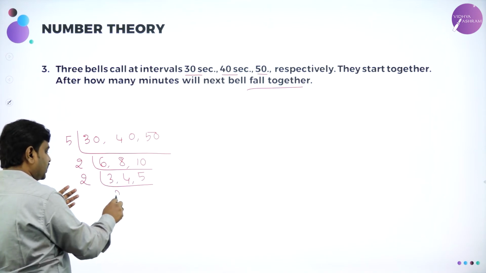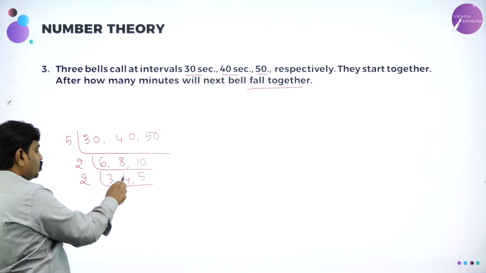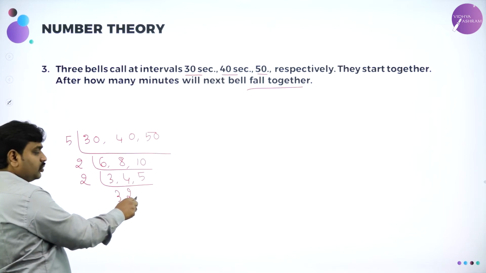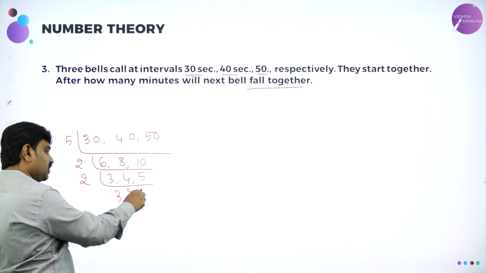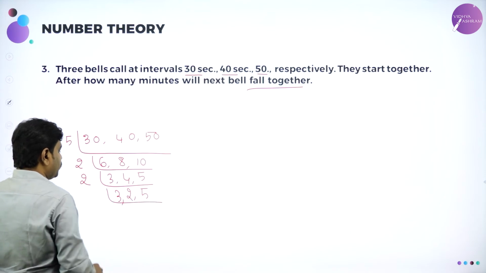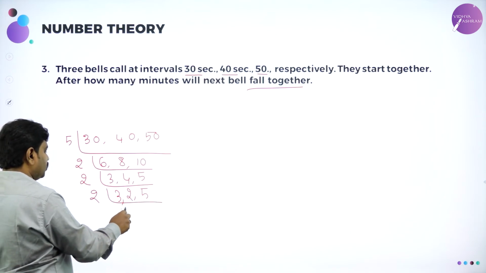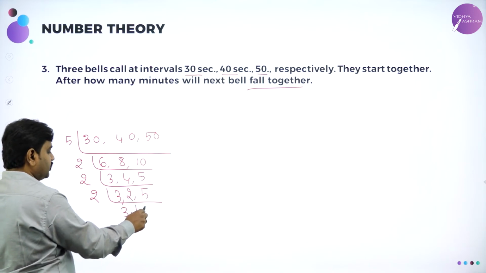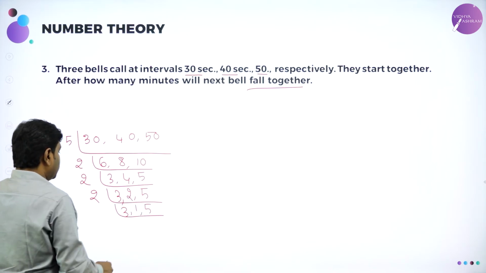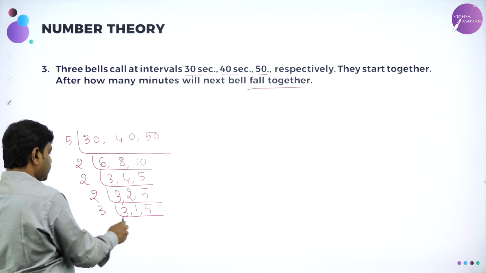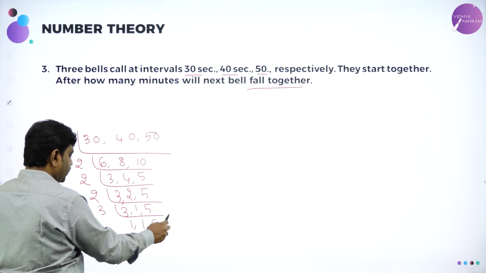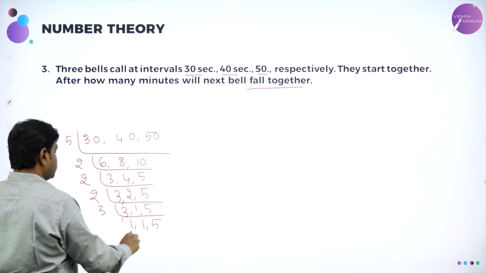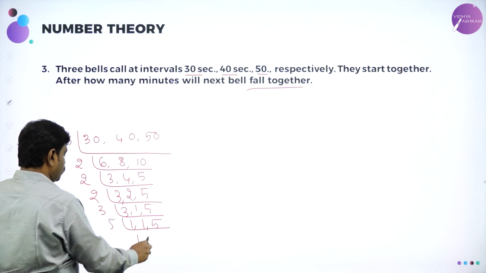2 cannot divide 3, carry 3 as it is. But 2 2s are 4, 4 is divisible by 2. 2 2s are 4. 5 is not divisible, carry it as it is. Now again I will take 2. 3 is not divisible, take it. But 2 is divisible, 2 1s are 2. 5 is not divisible, take it. Then I will go to 3: 3 1s are 3, carry 5. Then 5 is divisible, so take 5: 5 1s are 5, 1, 1, 1.